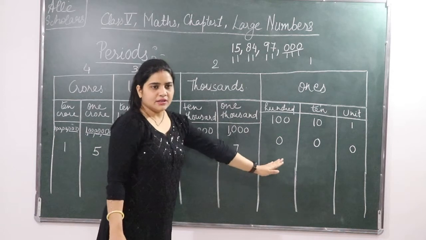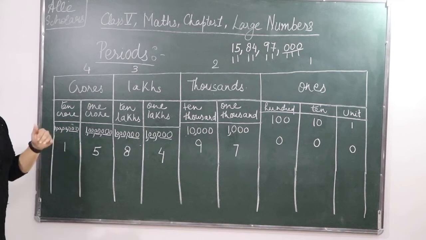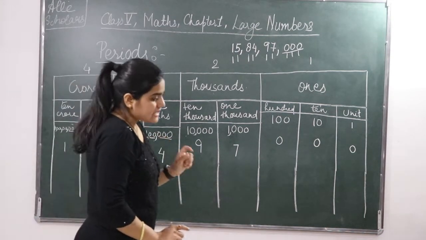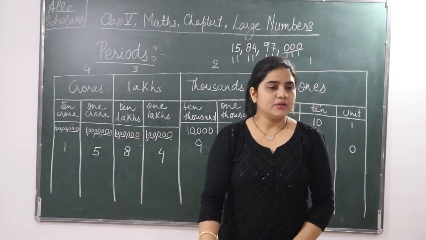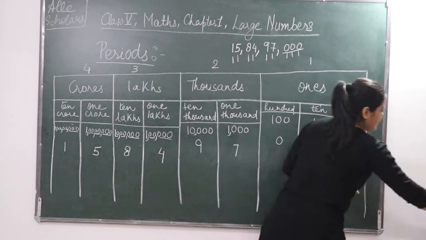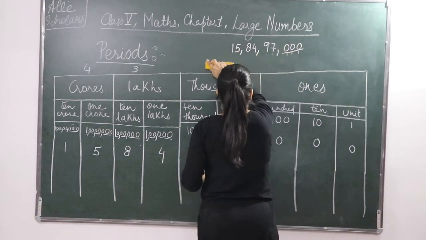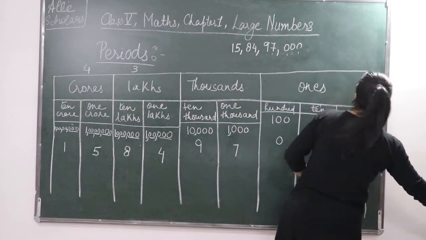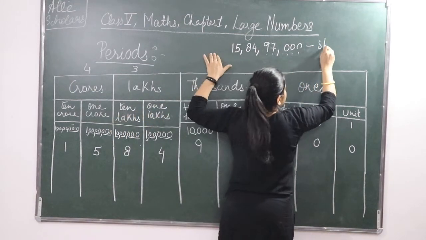So 97,000. So like this, if you will write in the periods, it will be very easy to spell them in words. So now we will see the three forms in which we can write this number. The one is a standard form. So this is a standard form. Okay? The simple one which we have written. This is which form? It is a standard form.